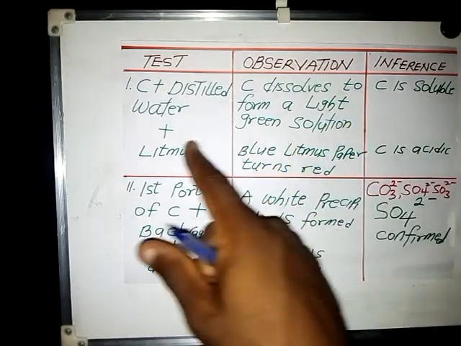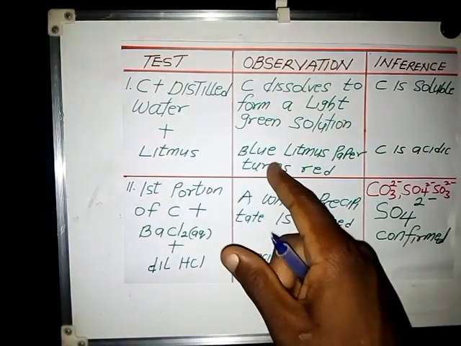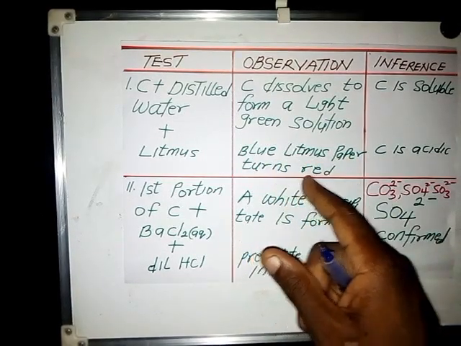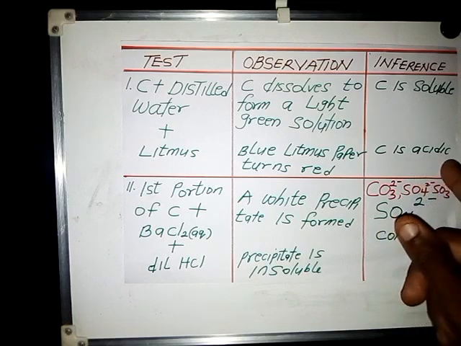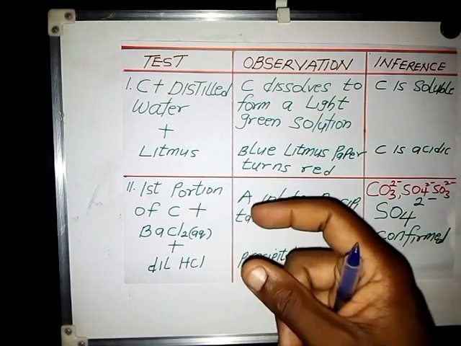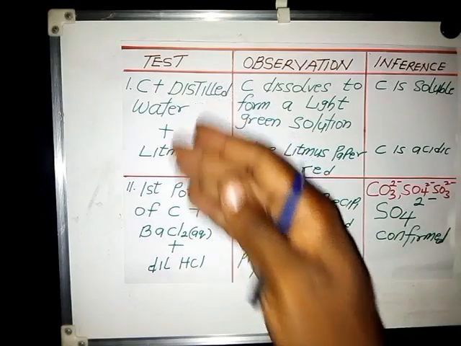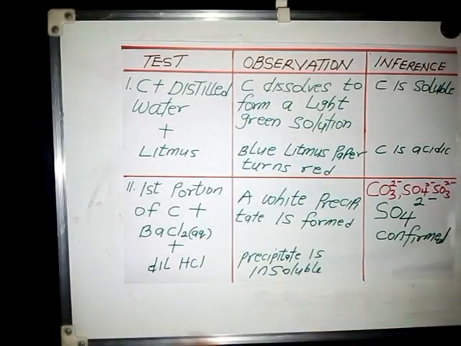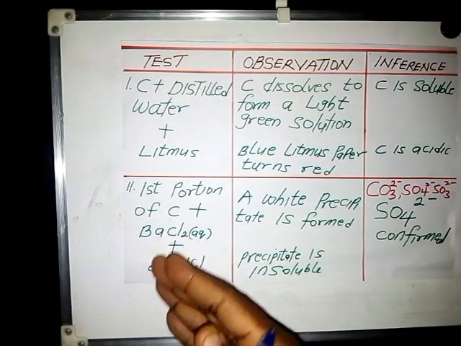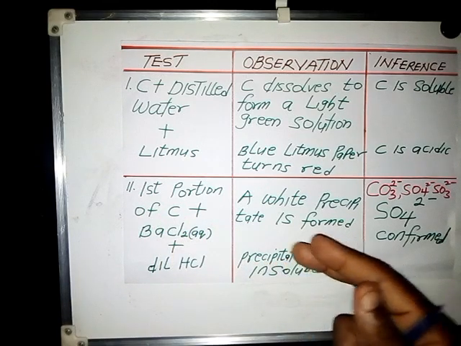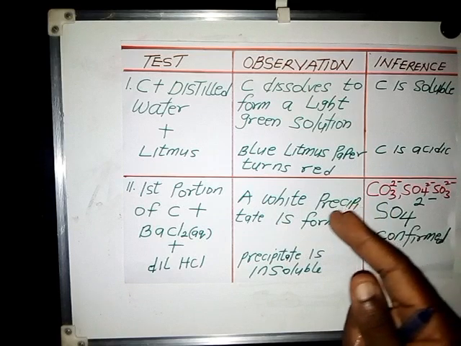Then I said plus litmus. So it's expected that litmus paper will turn red. So the inference is that C is acidic. Then you might be expected to divide this solution into 3 portions. The way I did it, I said the first portion of C plus barium chloride. When that happens, a white precipitate will be formed.